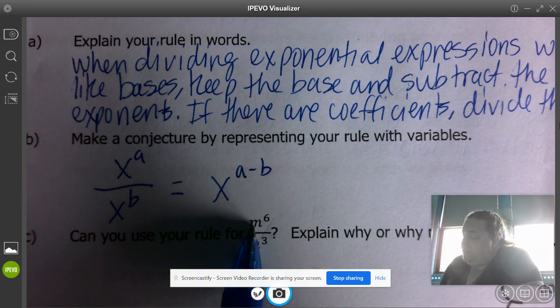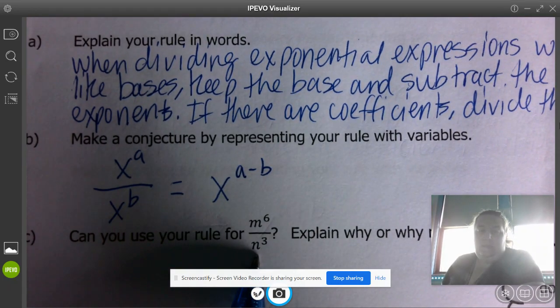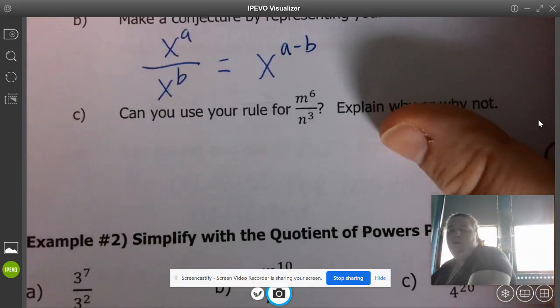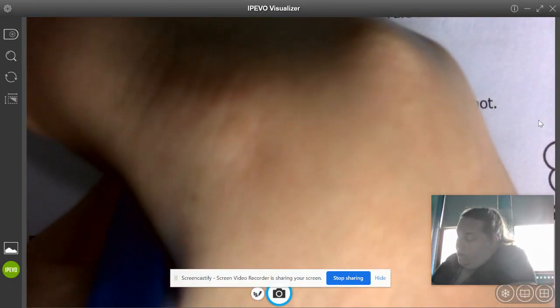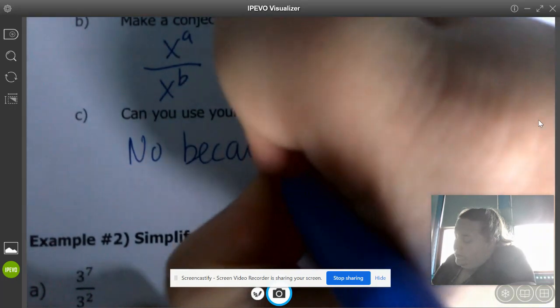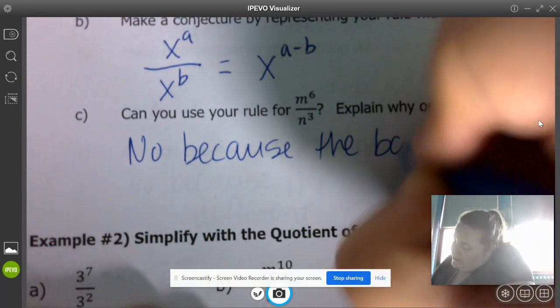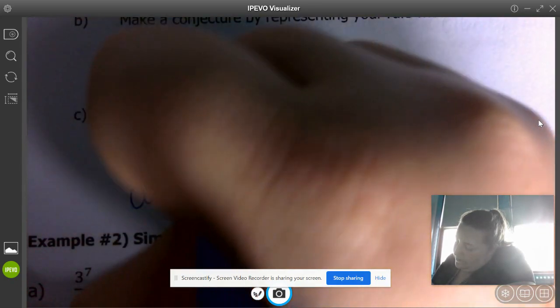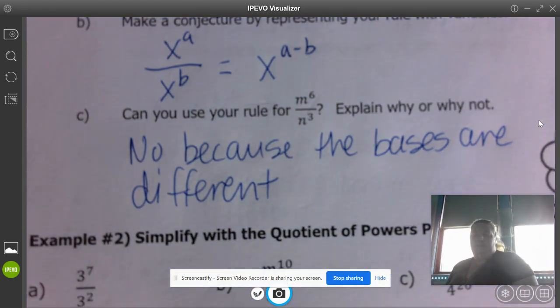So the base in the numerator is m. The base in the denominator is n. Those are not the same, therefore you cannot use the rule. So no, because the bases are different. Okay. So the rule wouldn't apply to this example.